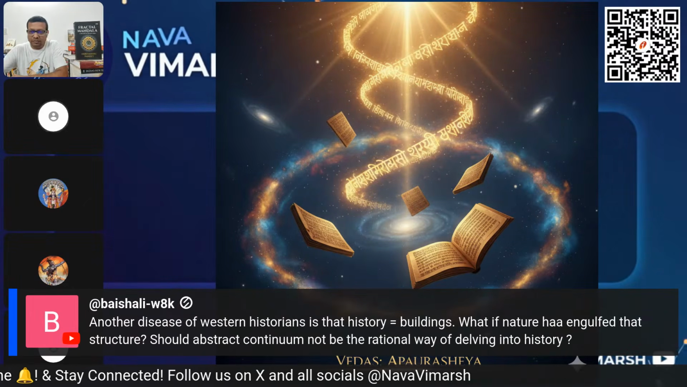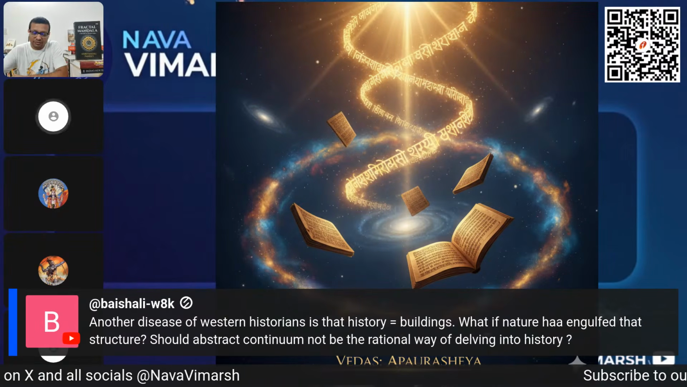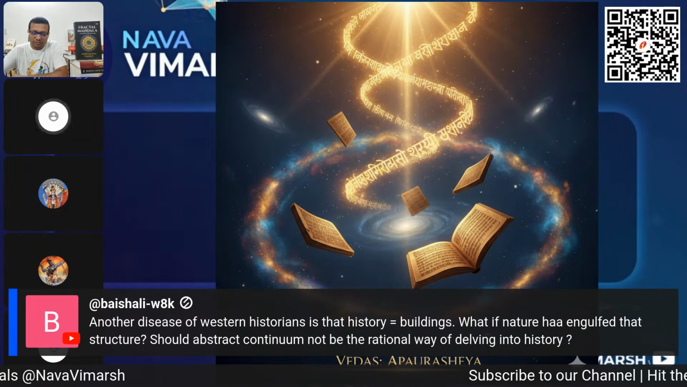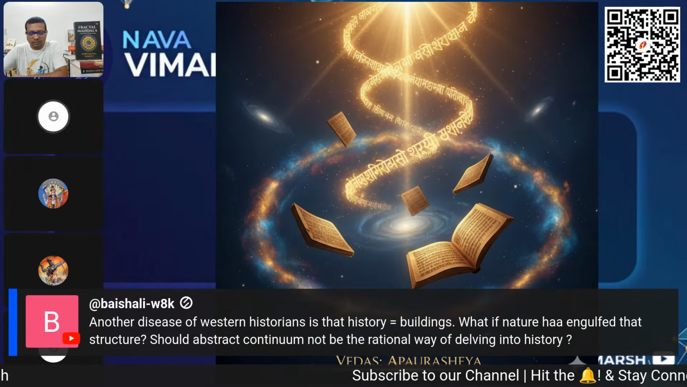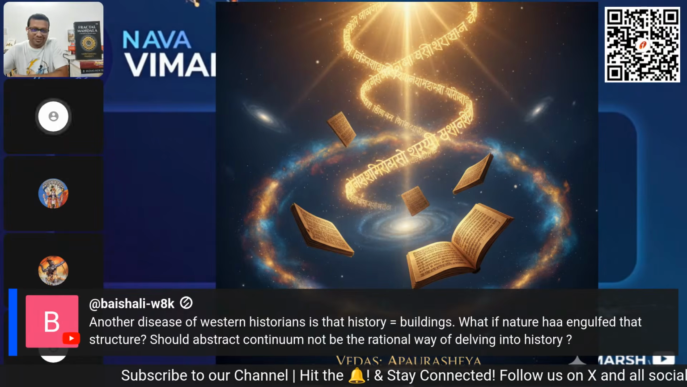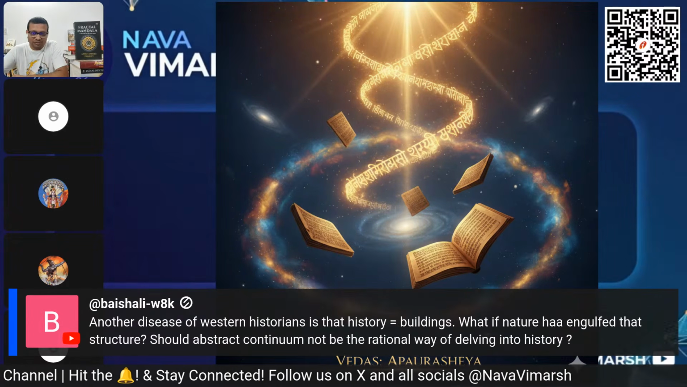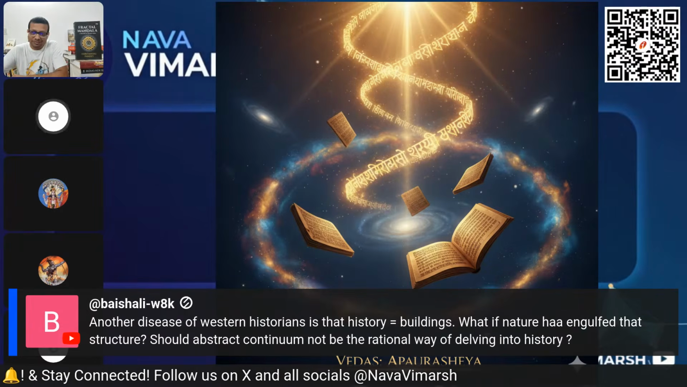What if nature has engulfed the structure? हाँ, जैसे हो रहा है ना यूरोप में। अभी यूरोप में ये लोग जो भी इमिग्रेशन के बावजूद, जितना ये सब, they have given entrance to so many outsiders from Middle East. Now they are burning the churches.